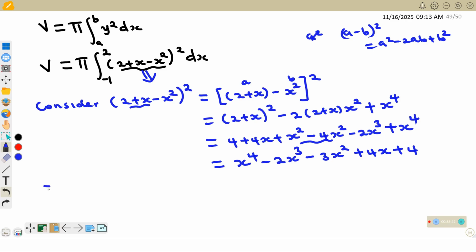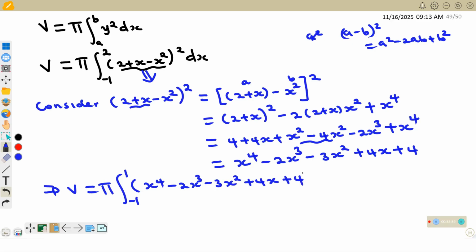So in other words, we shall have that our volume is same as pi, the integral from -1 to 1 of x to power 4 minus 2x cubed minus 3x squared plus 4x, then plus 4, into dx. So this will give us v, which is equal to pi. This is from -1 to 2. So let us try to integrate this.